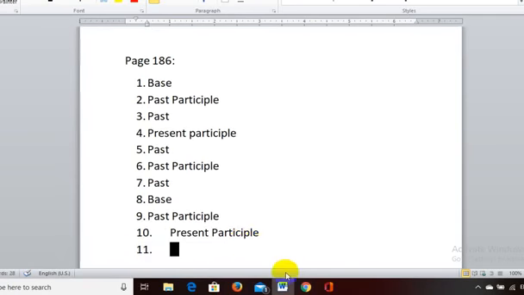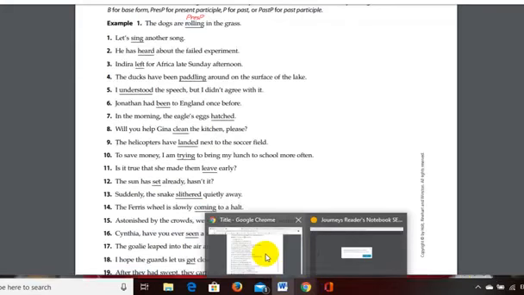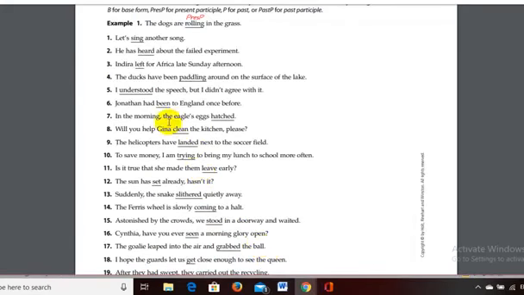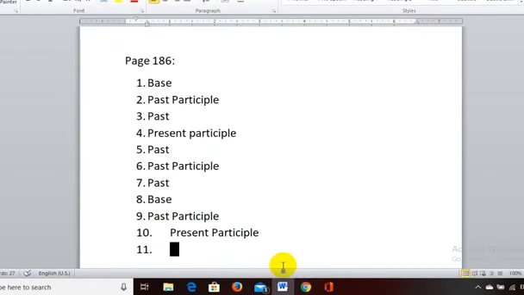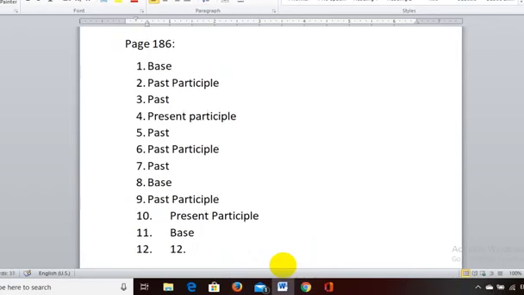Okay, number 11. Is it true that she made them leave early? So leave here is in which form? Yeah, the base form. Simple and easy. We're going to write base. Excellent.